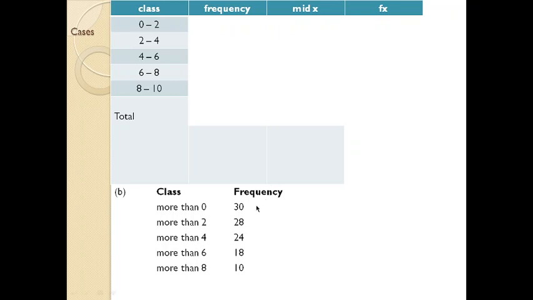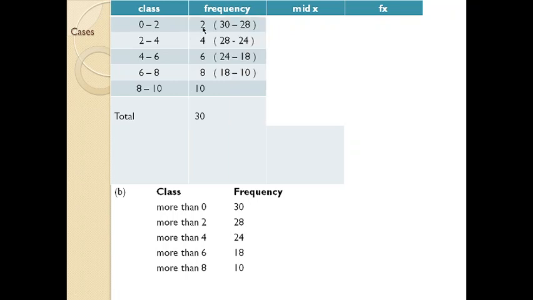Next one, frequency. Remember, just like the case which we dealt with earlier, the same procedure has to be followed here. Here it is more than 0 is 30. 30 means more than 0 includes all the classes that have been mentioned here. So 30 represents all the classes. But here the class is only limited to 0 to 2. So you need to consider only the frequency that comes under 0 to 2, and it is very easy. You just need to take the difference between 30 and the number just succeeding 30, that is 28. So 30 minus 28, you will get the class frequency of the first class.